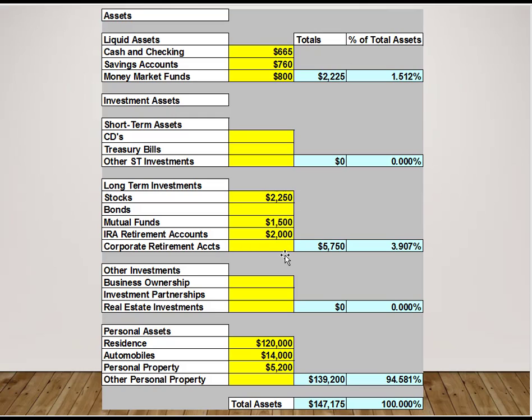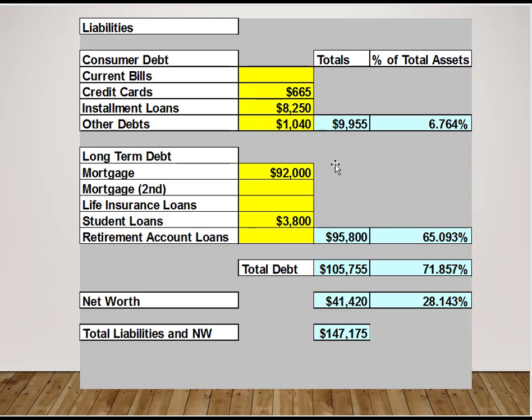No money in my corporate retirement accounts. So again, it gives me pictures of what my assets look like. The other side of the coin then is the liabilities that I owe. How much debt do I owe? In this case, 65% of my assets are backed by long-term student loans. If you note here, $3,800 though is a student loan.